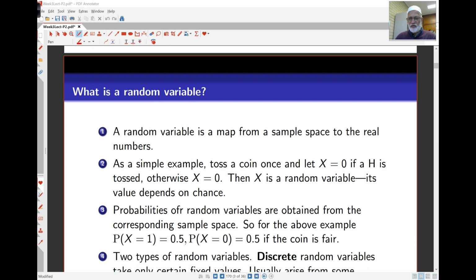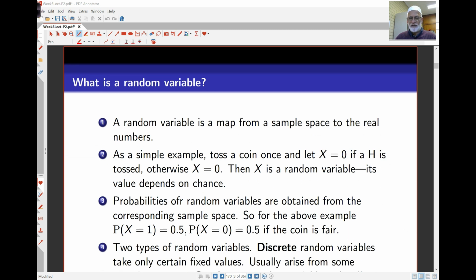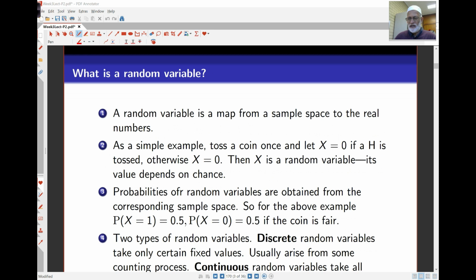A random variable is nothing more than a map from a sample space to the real numbers. A simple example is I toss a coin once and let x equal 1 if it is a head and x equal 0 otherwise. So x is a random variable. Its value depends on the chance of tossing the coin. Probabilities here actually come from the sample space, so we know the probability of getting a head is 0.5, so the probability x equals 1 is 0.5, and the probability x equals 0, which corresponds to a tail, is also 0.5 if the coin is fair.